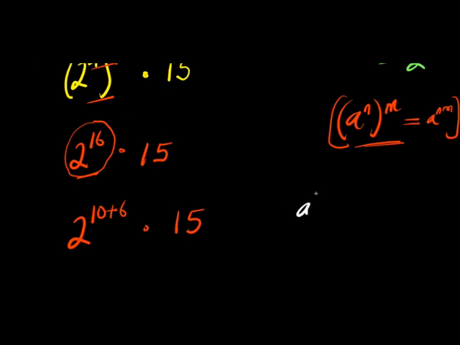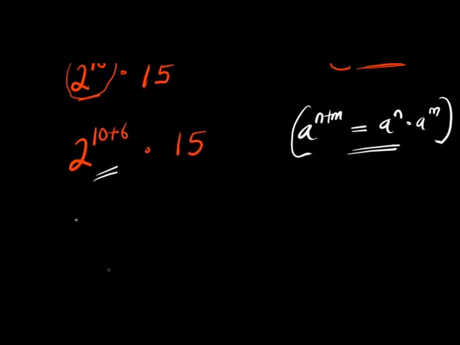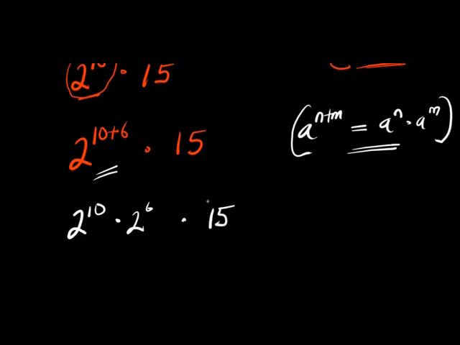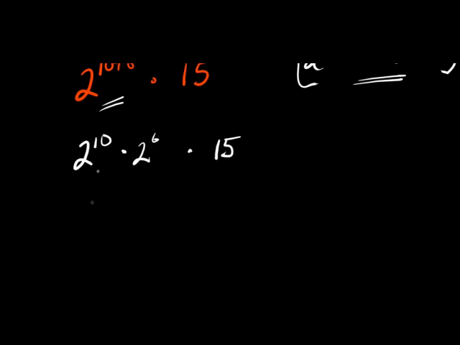Now, if you have a power n plus m equals a power n times a power m. Applying this right here, we have 2 power 10 times 2 power 6 times 15. From here, we need to find the value of 2 power 10. This equals 2 power 5 times 2. From here, we have 2 power 5 all to the power of 2.